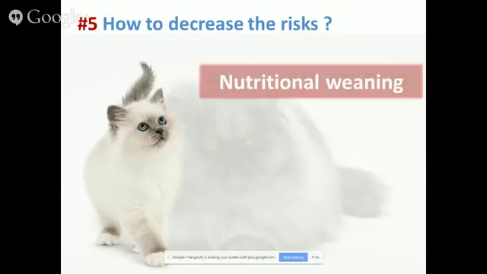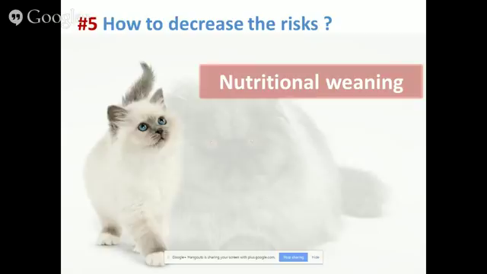And something else that you can focus on in order to decrease the risk in kittens especially is how you do the nutritional weaning. We already mentioned a little bit that these disorders mainly appear during the weaning period, because there are all those things happening at the same moment. And one of the things which is happening is that they move from milk to solid food. So the way you do the weaning is important.